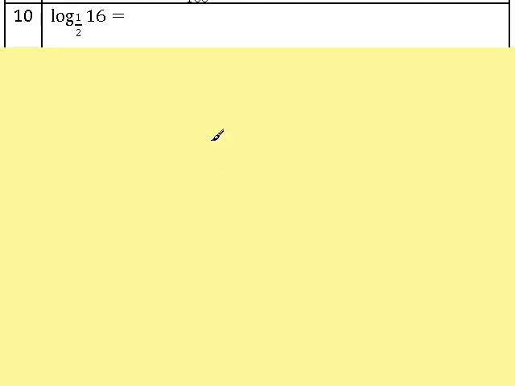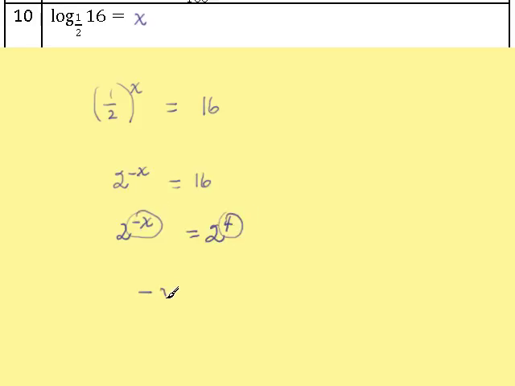In number 10, let's set this equal to x and write this in exponential form. Base to the exponent, that's 1/2 to the x, is equal to 16. Let's write 1/2 as 2 to the minus 1, so we have 2 to the minus x is equal to 16, and we can write 16 as 2 to the 4th. So now we have minus x is equal to 4, and x is equal to negative 4.